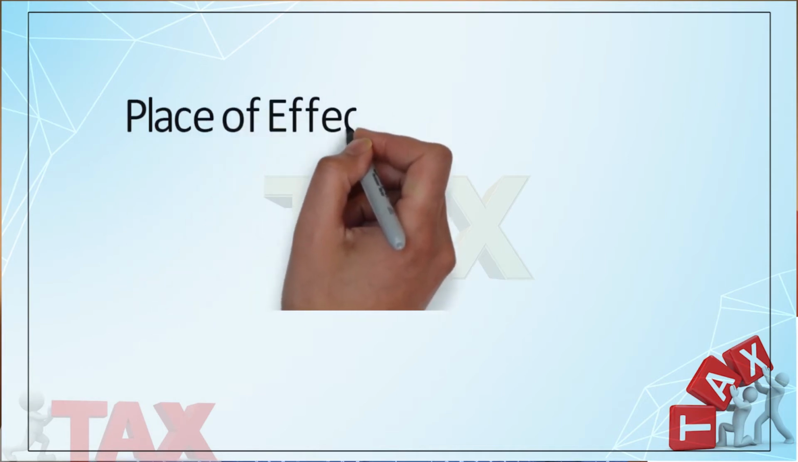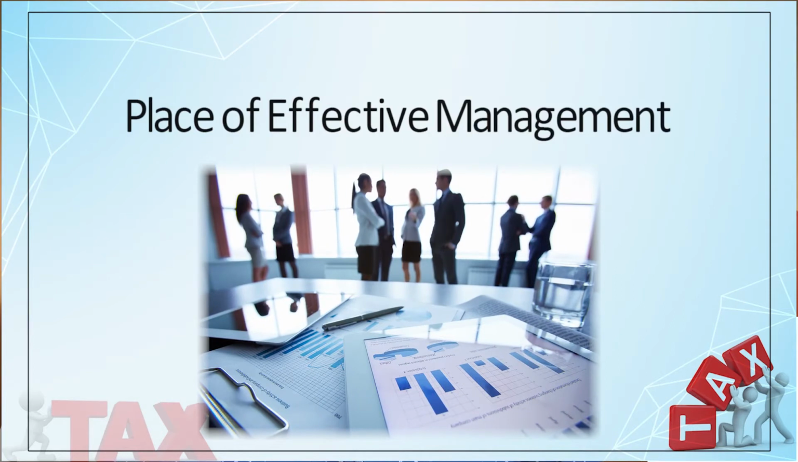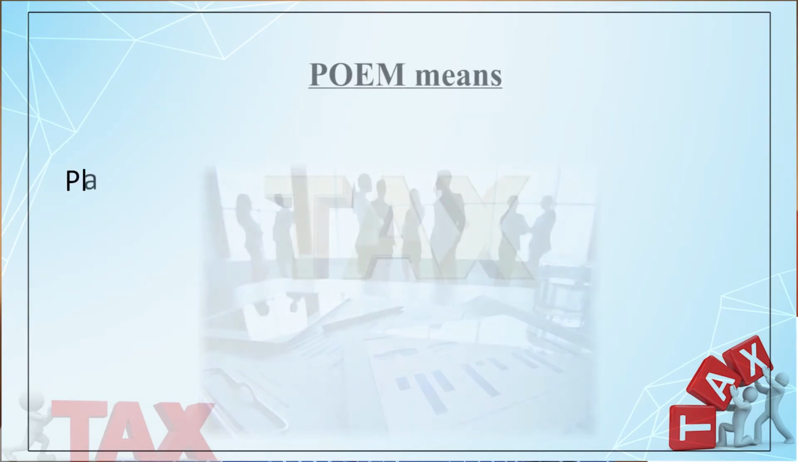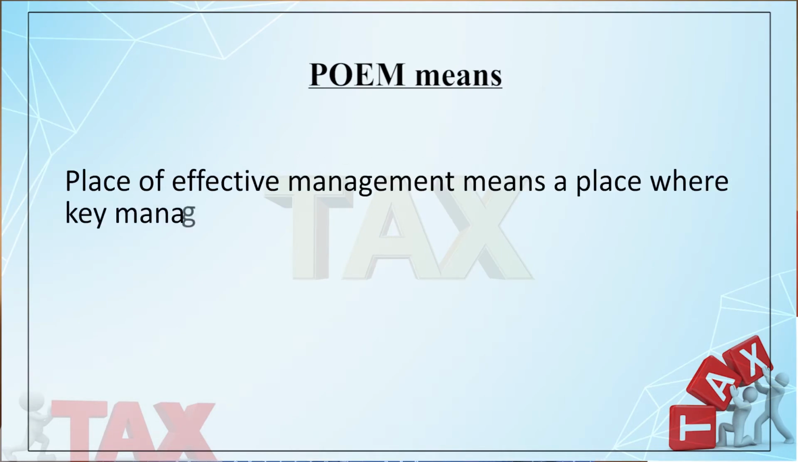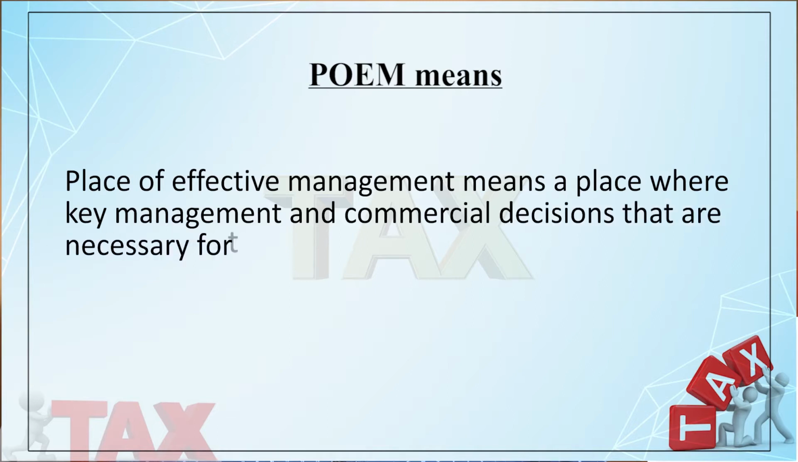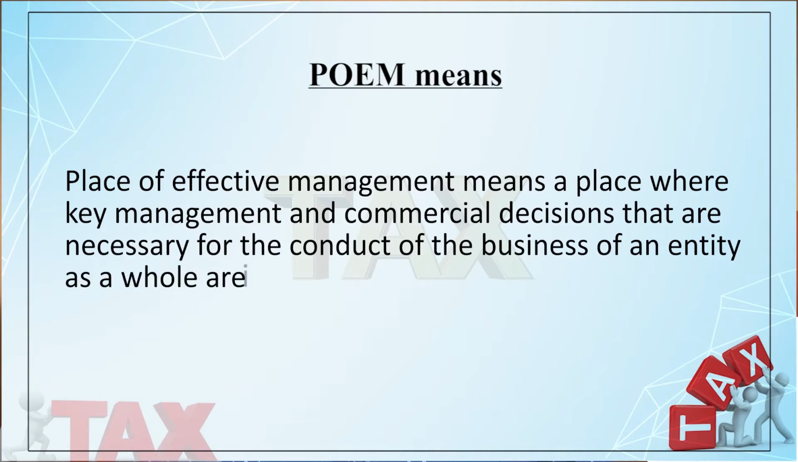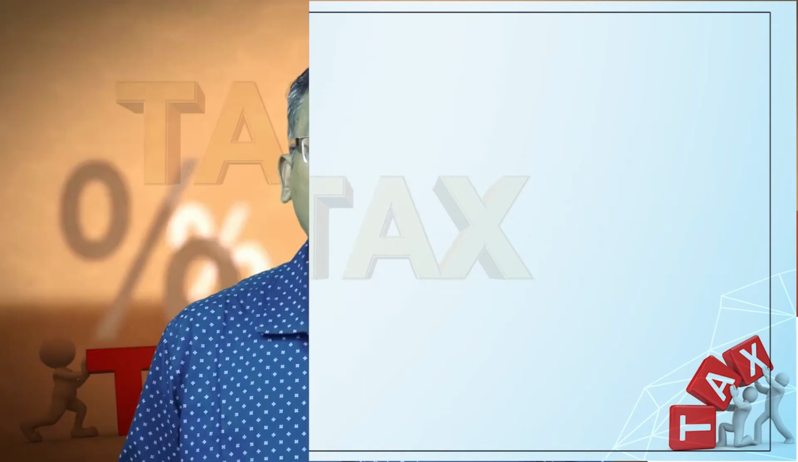Now, we are talking about the place of effective management. What does it mean? The recent circular of the CBDT says the place of effective management means the place where key management and commercial decisions that are necessary for the conduct of the business of an entity as a whole are in substance made. Here I may stress key management and commercial decisions which are necessary for the conduct of the business of an entity as a whole. And substance made means in the true sense. A company may have more than one place of management, but you have to check whether the place is engaged in taking the key management and commercial decisions which are necessary to run the business. So, this is the checkpoint.